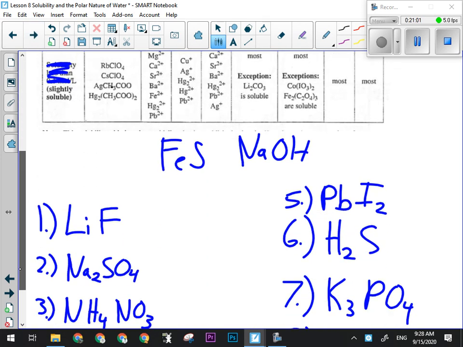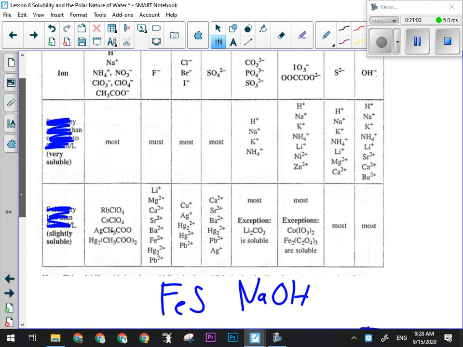I want you to try, well, let's just do these two first. Let's figure out whether iron 2 sulfide is soluble or not. So I find sulfide. Sulfide's right here. It says it's soluble with sodium, potassium, ammonium, lithium, magnesium, and calcium. Well, I don't see iron listed there. So is that stuff soluble or not? It's not soluble.